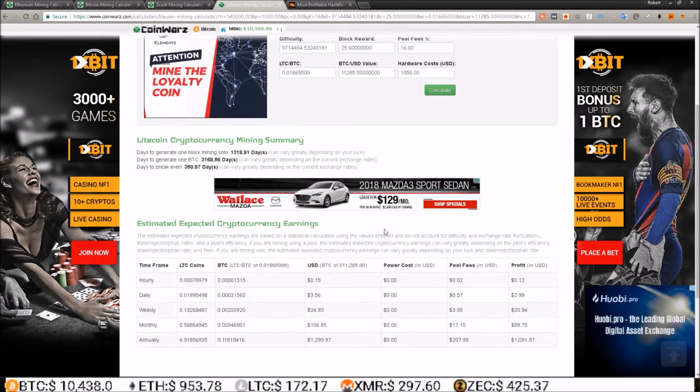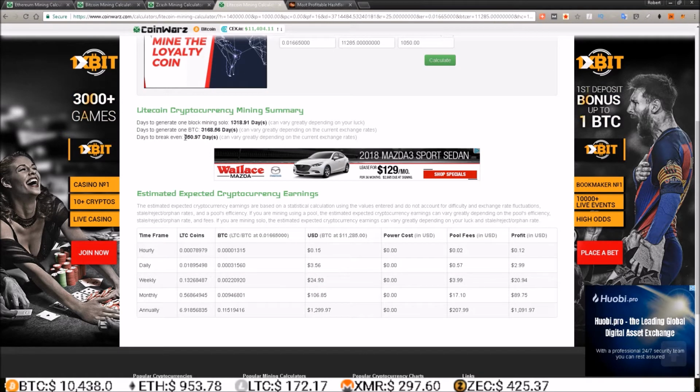So mining just Litecoin, this amount of hash power gives you a break even of 350.97 days and makes you $2.99 a day after fees, $20.94 a week after fees, $89.75 a month after fees, and $1,091.97 a year after fees. So with the Scrypt contract switching to the most profitable pool, these numbers will obviously be higher, but I used just Litecoin for this example to make it easier.